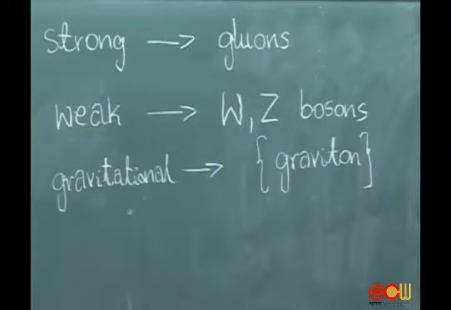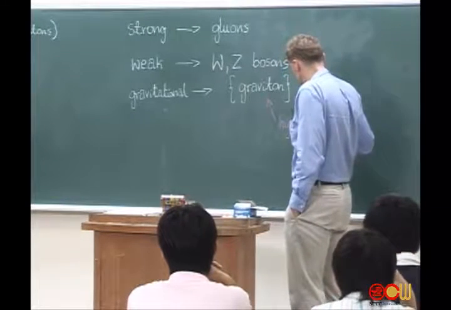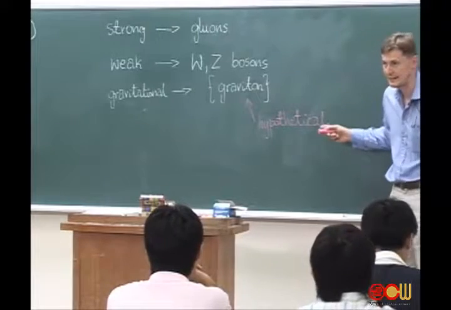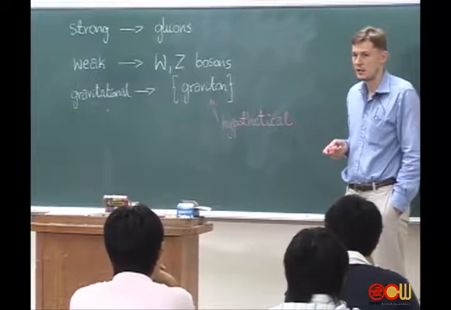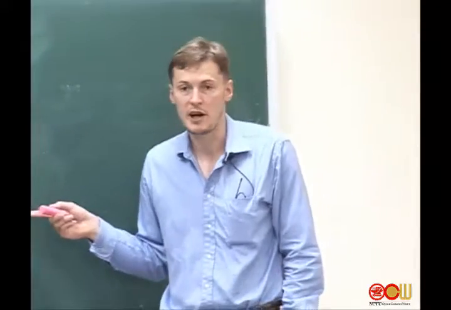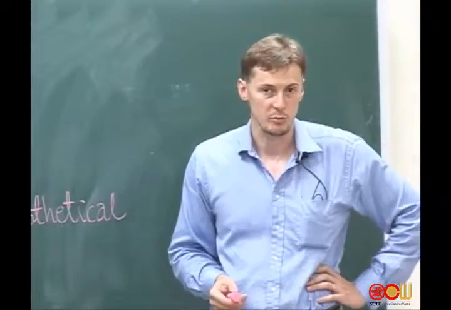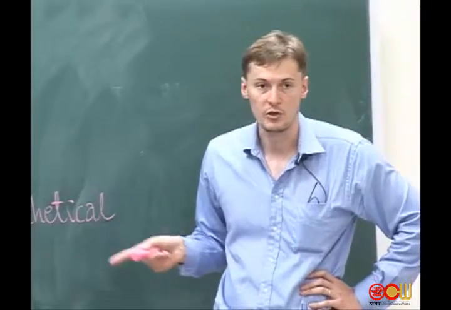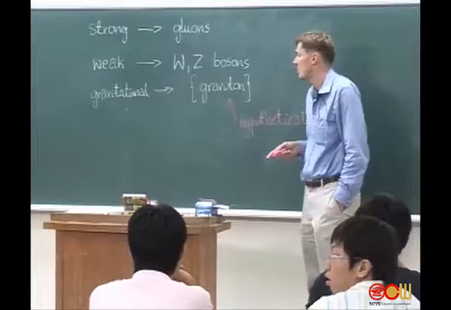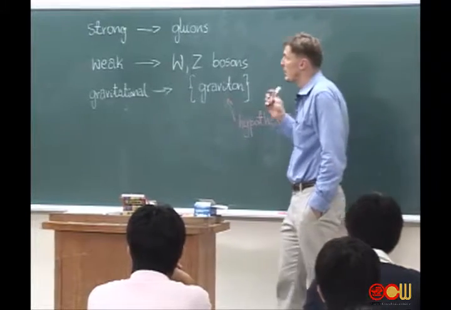Why did I put it in parentheses? Because this is hypothetical. Hypothetical means people think it exists, but nobody has ever seen it. And there are some theories saying that we will never see it. I read some arguments saying that we would need a laboratory the size of Jupiter, one of the big planets, to find these gravitons, but the noise would be much larger than the graviton's effect. So we are probably never able to observe it. Anyway, this is just on the side.